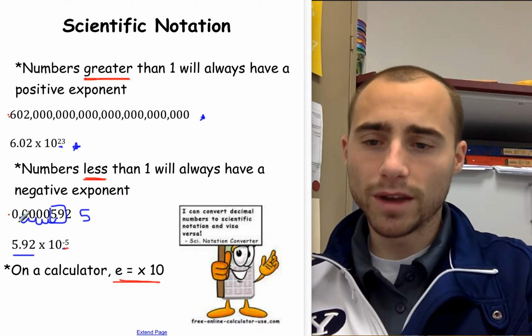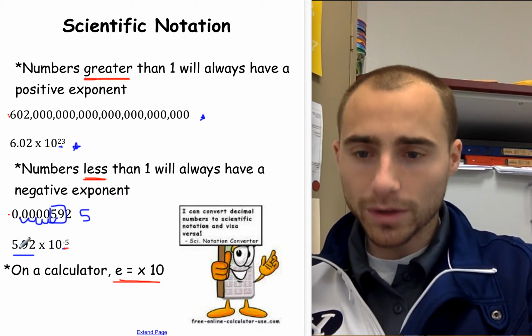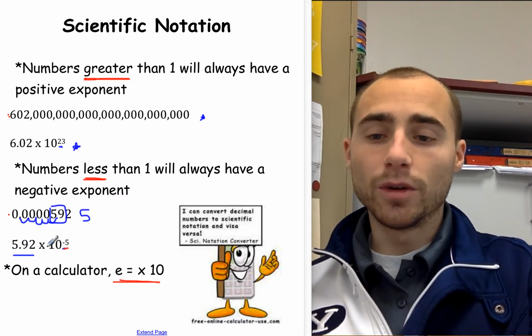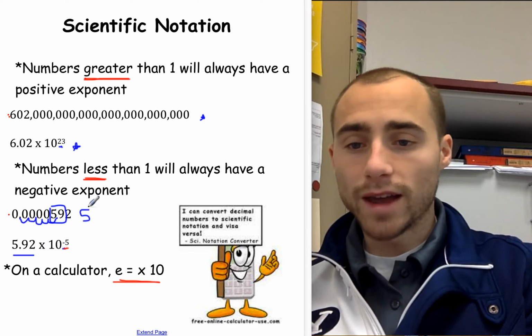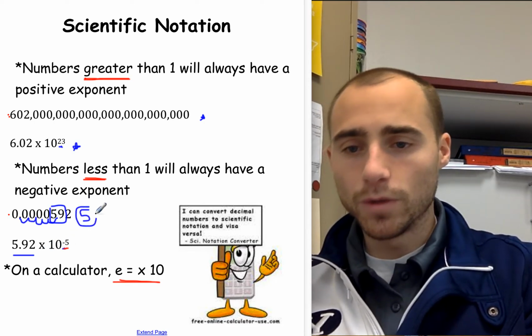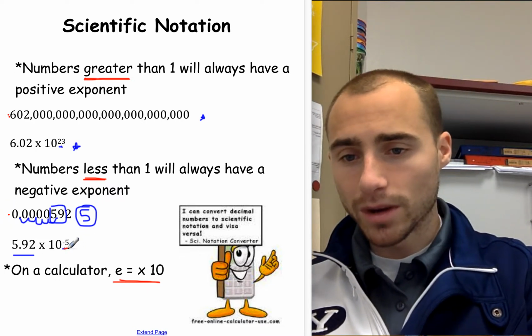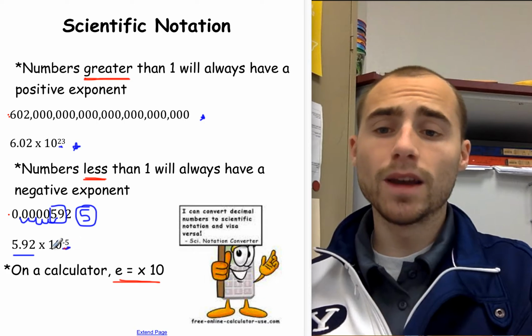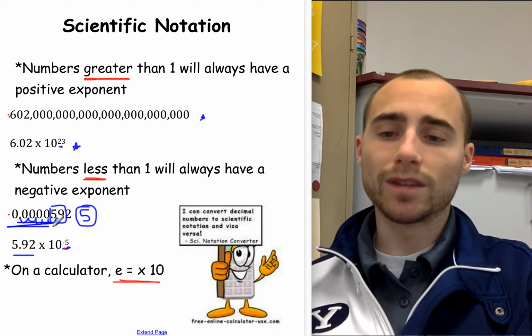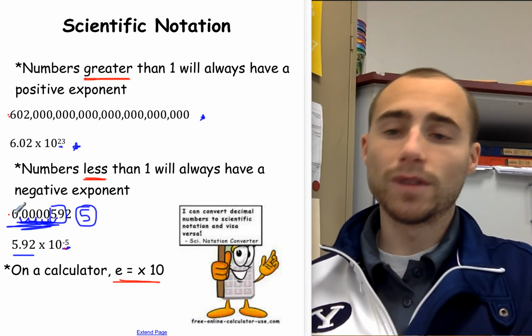See how I did that? Moved the decimal from here between these two numbers, so it gives me 5.92. And then you always put times 10, and then your exponent is however many times you moved the decimal. In this situation, I moved the decimal 5 times, so my exponent is -5. Why is it negative? Because the number I started with was less than 1. So that's how you determine if it's negative or positive.